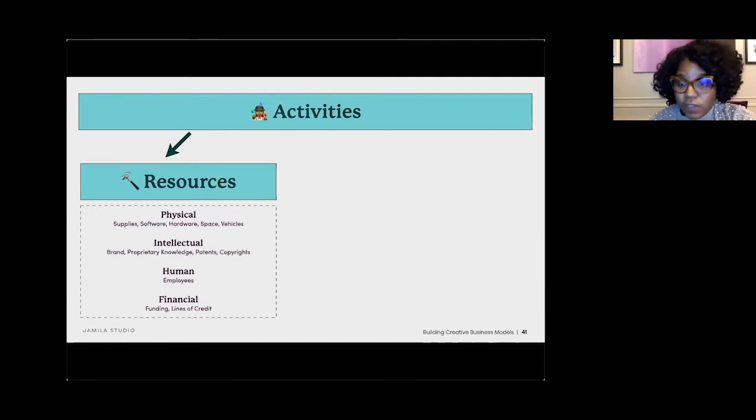You also have human resources. So who are the humans that help you get your things done? These could be your full-time employees. These could be your contractors. And then also your resources are financial. Do you have some kind of funding? Is there a line of credit? Everyone should be looking into ways that you can get a line of credit. But these are all the resources that you can have: physical, intellectual, human, and financial.